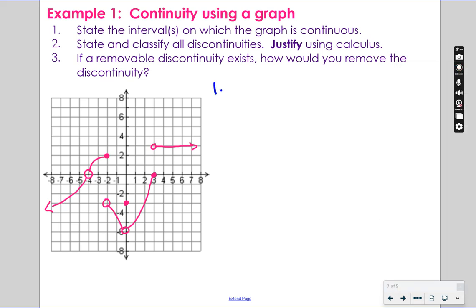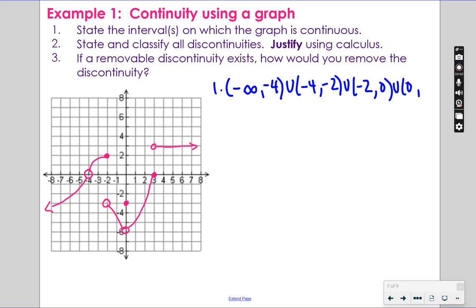Okay, so let's just go from left to right. Looks like it goes forever left, so we'll start with negative infinity. What's the first place you see a discontinuity? -4. Union, -4 to, what's the next place we have a discontinuity? -2. Union, -2 to what? 0.